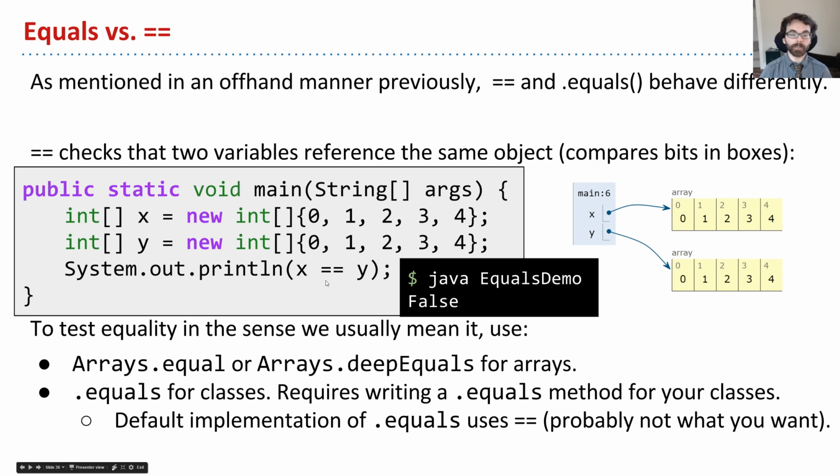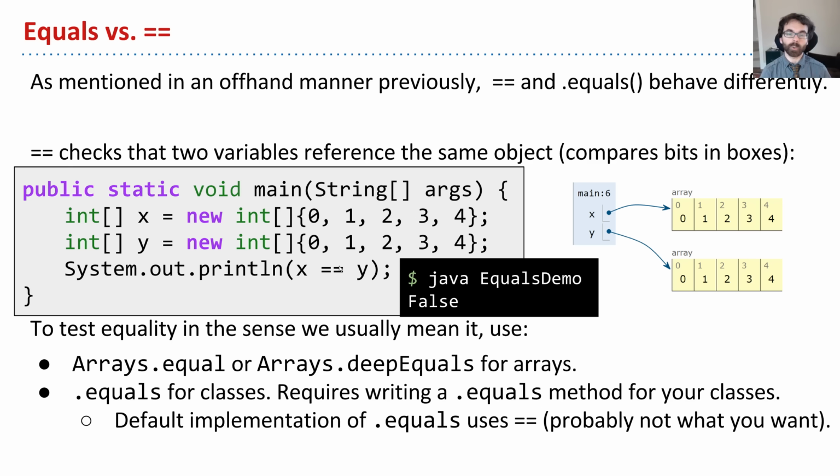You and I might assume, okay, x and y seem pretty equal. So if I print this out, we expect maybe to get true. However, if you run this program, you actually get false. That's because what equals does is compare the bits in the boxes. It says, are these 64 bits the same as these? In this case, the answer is no. So the answer to this query is false.